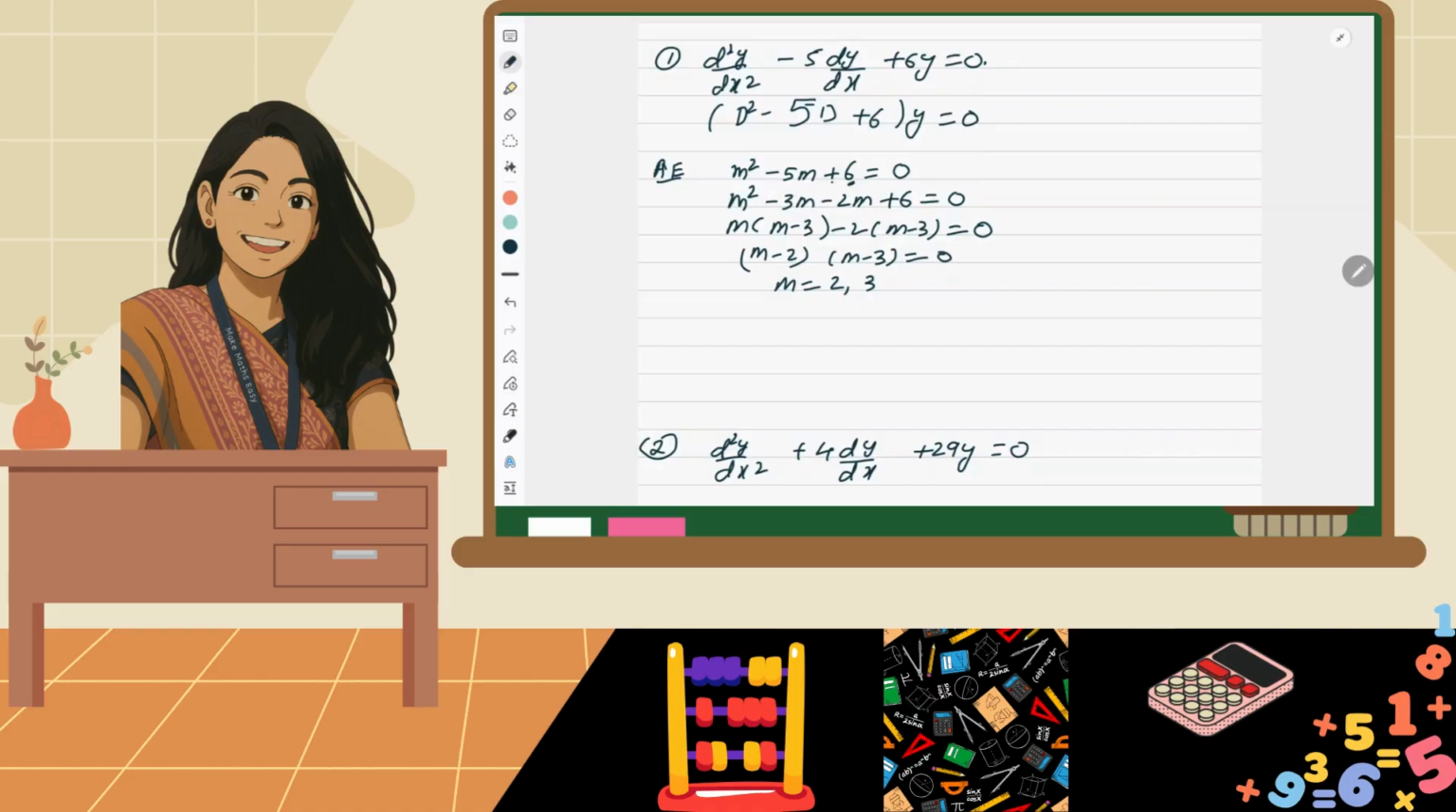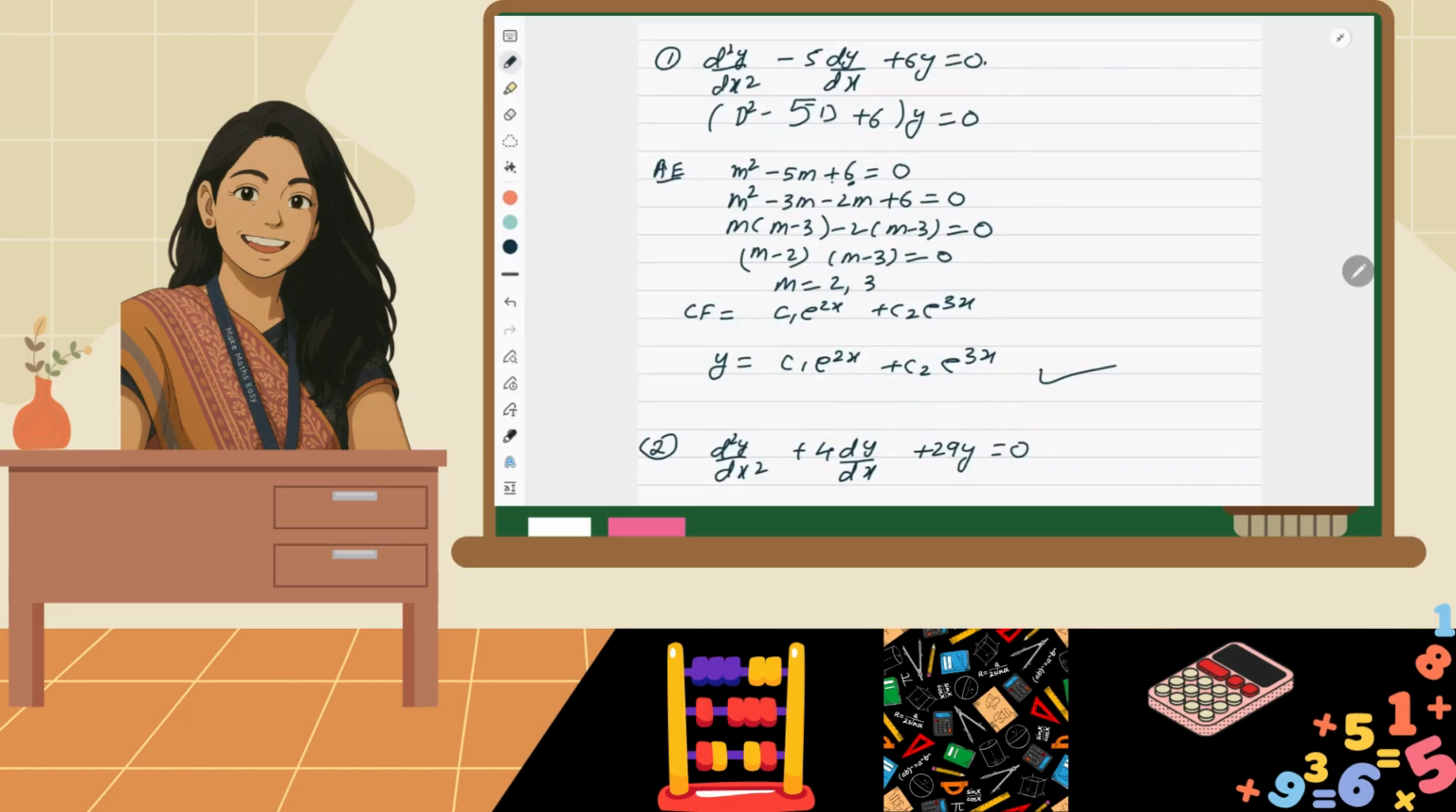Now what is the nature of the roots? I have distinct roots. So what will be the CF? My CF will be C1 e to the power 2x plus C2 e to the power 3x. Since it is homogeneous, the answer is y is equal to C1 e to the power 2x plus C2 e to the power 3x. So this is my first question done.